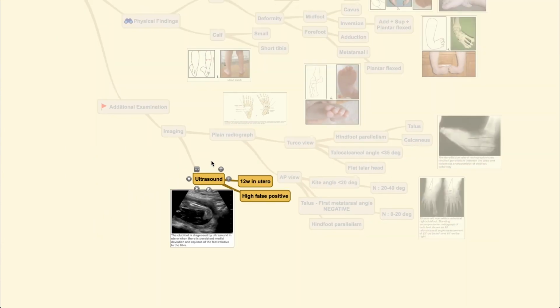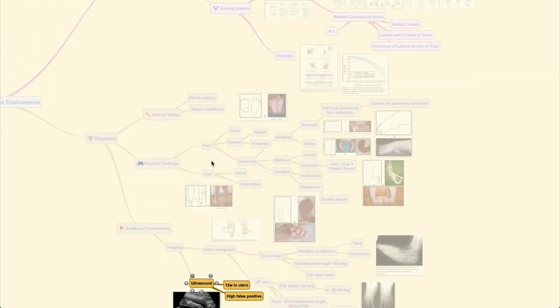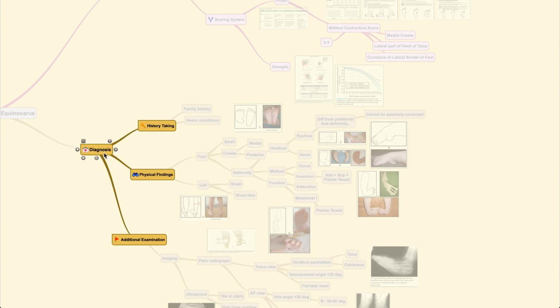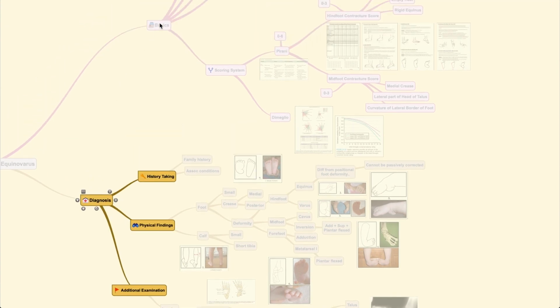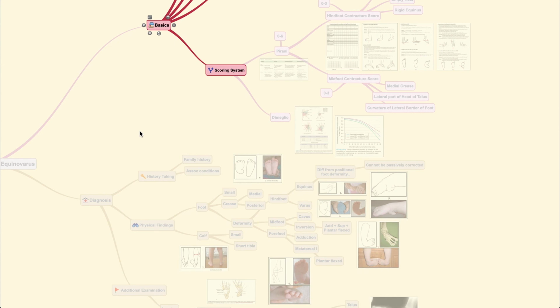That is all for today for the basics and how to diagnose a CTEV. The next video on CTEV will cover the management plan and also the post-management plan for the CTEV.